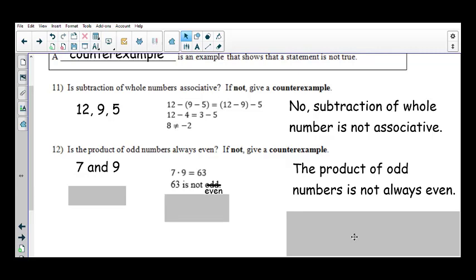In fact, it will not be. Think of other examples. 3 times 3 is 9. That's odd, not even. If we take 11 times 9, we get 99. That's odd, not even. So anytime we multiply 2 odd numbers, we actually get an odd result. All right, so that's counterexamples.